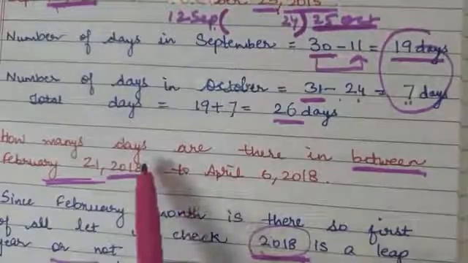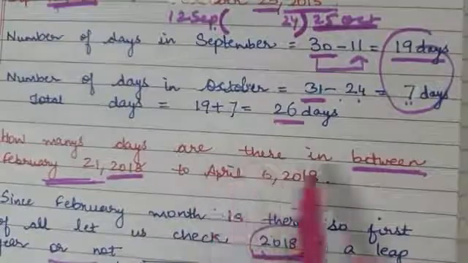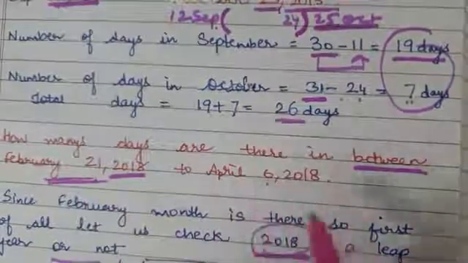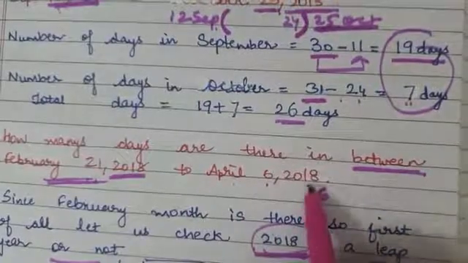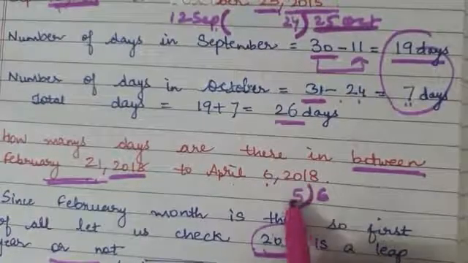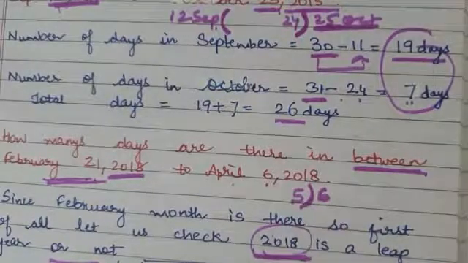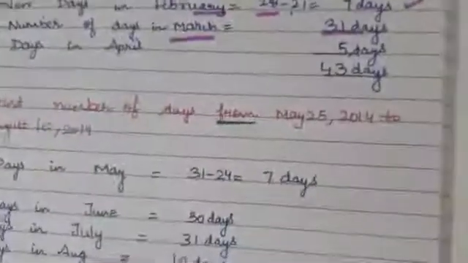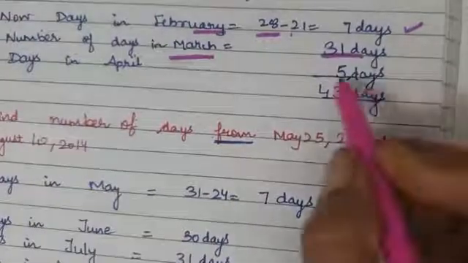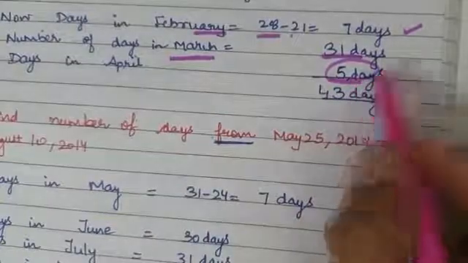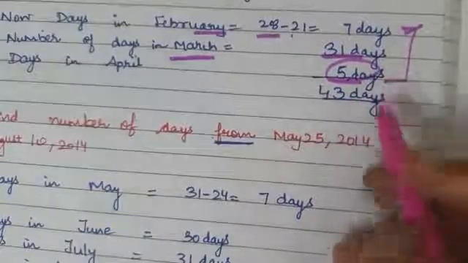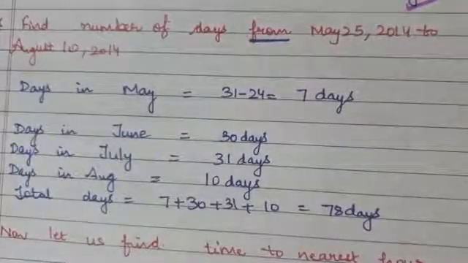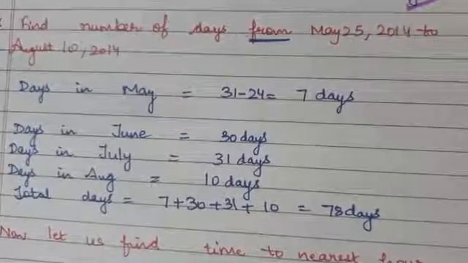See, we have to take the number of days in between February 21 to April 6. Means in between means what? 5 is coming here, so what will we subtract? Yes, we will subtract 5. So we will take 5 days only. Clear? So the total number of days will be 43 days.